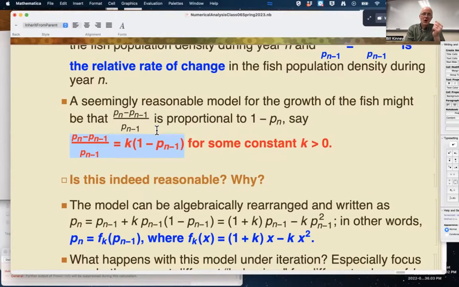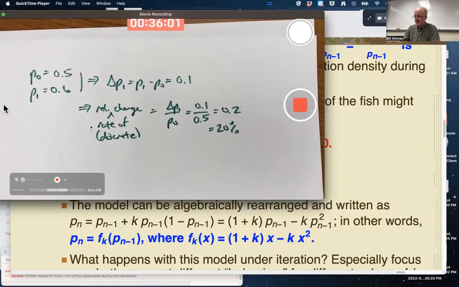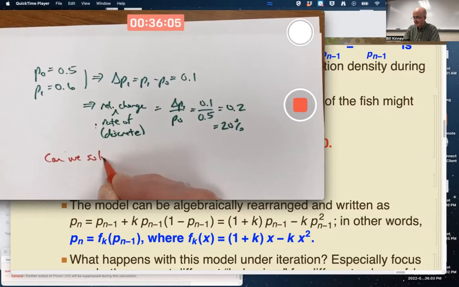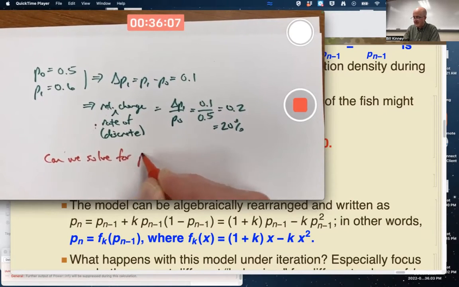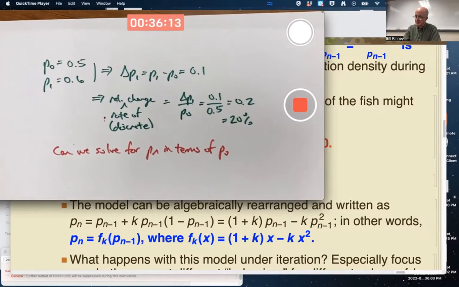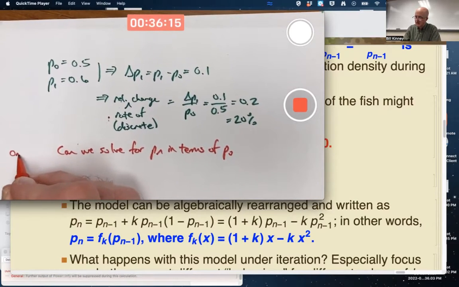What's the goal with this? The goal is to solve, if you can, for P_n in terms of P_0. Can we solve for P_n in terms of P_0? That's one goal. I'll call that one goal.